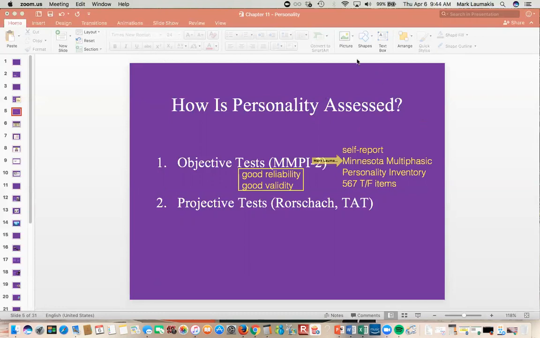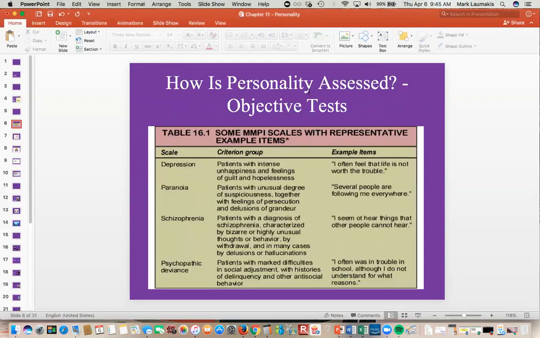What the MMPI-2 ultimately derives is a set of scores across a variety of different scales. You do not need to know all of these details for the test. I just want to give you a sense of what this test involves. So the different scales with items that load onto them include depression. So if you score high on the depression scale, you'd say true to statements like this one. I often feel that life is not worth the trouble.